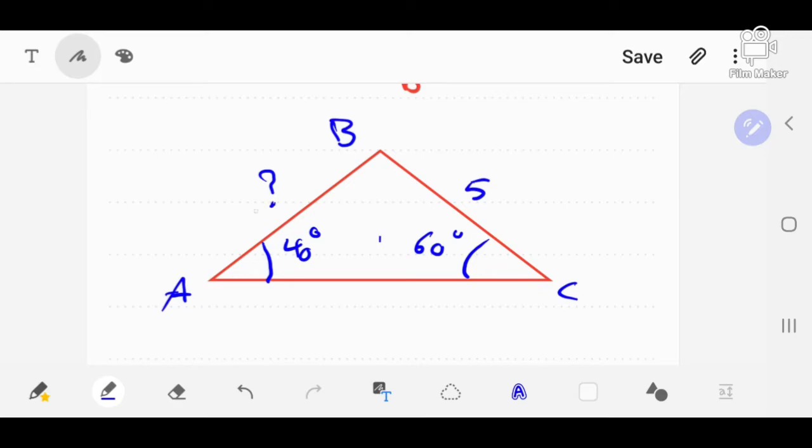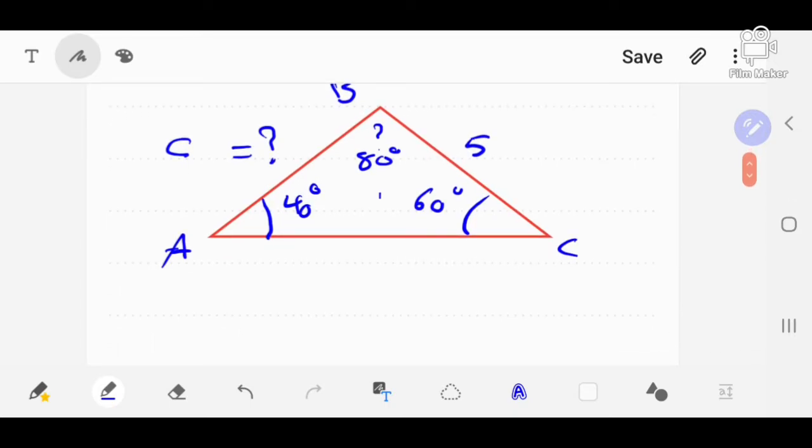Of course, it's easy to find angle B by the sum of angles of a triangle. It will be equal to 80 degrees. So that's simple to find. Now, what if I want to find this side, side c? What am I going to do? I will just apply the law here.